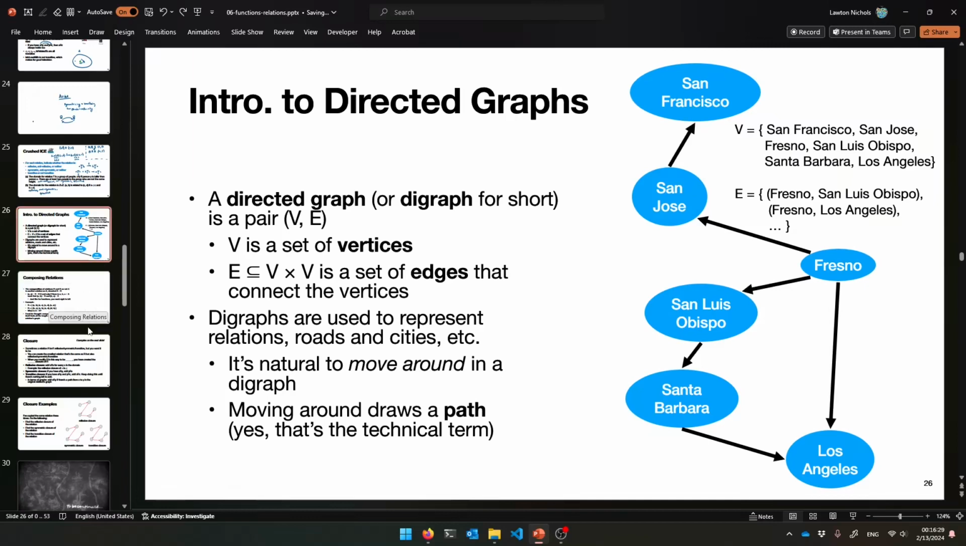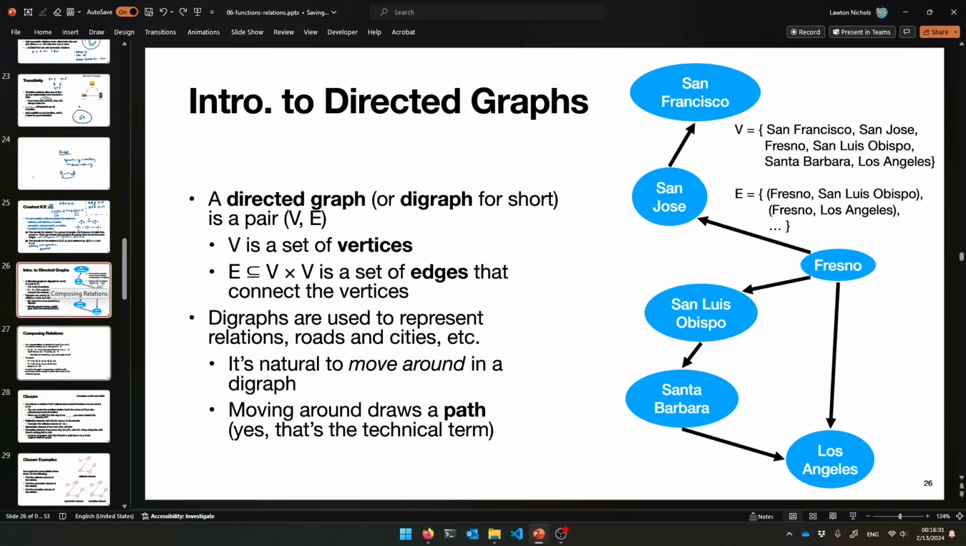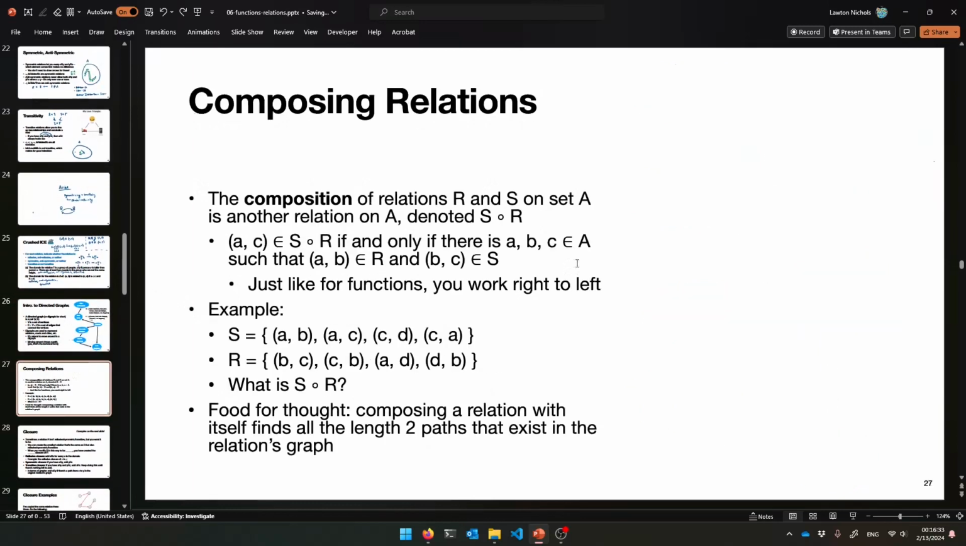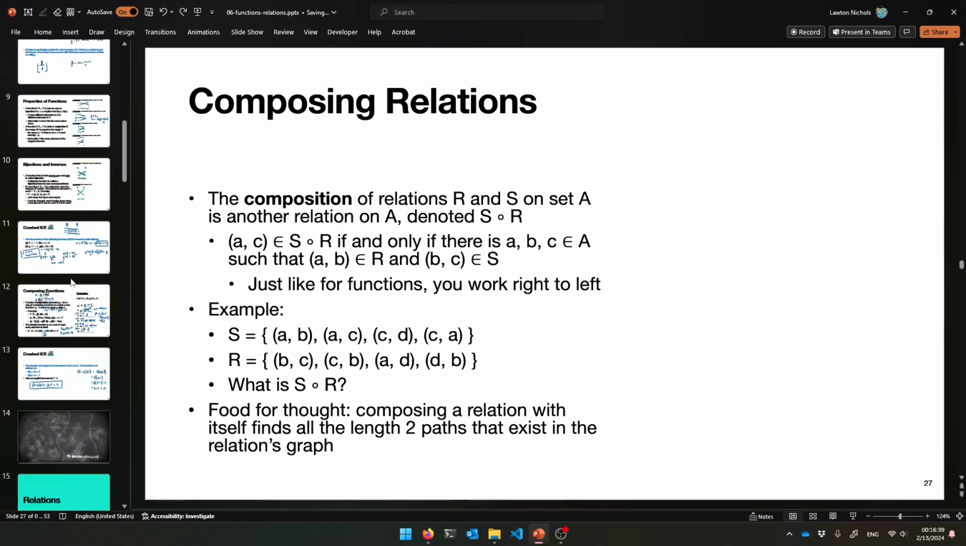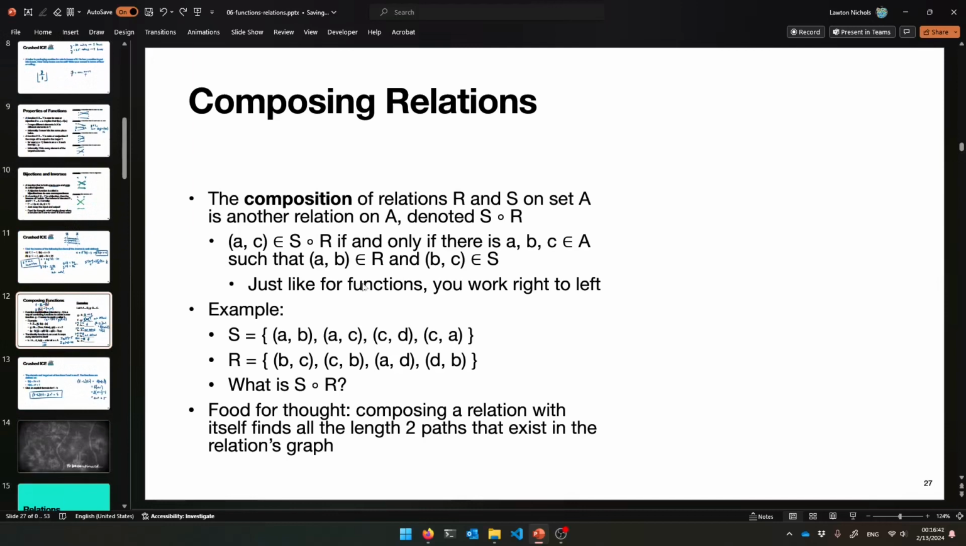All right. With that in mind, let's go back to pictures. We'll draw some more digraphs now that we know what they're called. Let me tell you about the composition of relations. So just like you can compose functions, you can totally compose relations too.